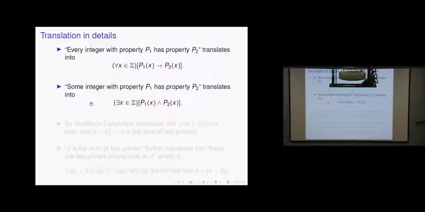Okay, so let me try to give you a daily life example. Every girl in this classroom is smart. So it's every person with the property of being a girl has the property of being smart, right? It says every person here in the room, if she is a girl, then she is smart. This translation is correct, right?